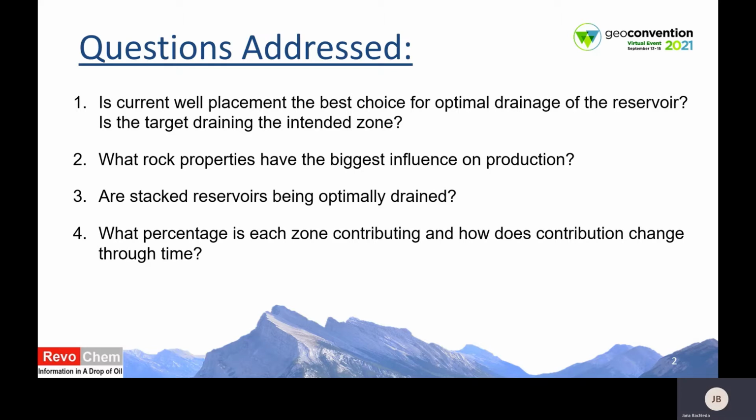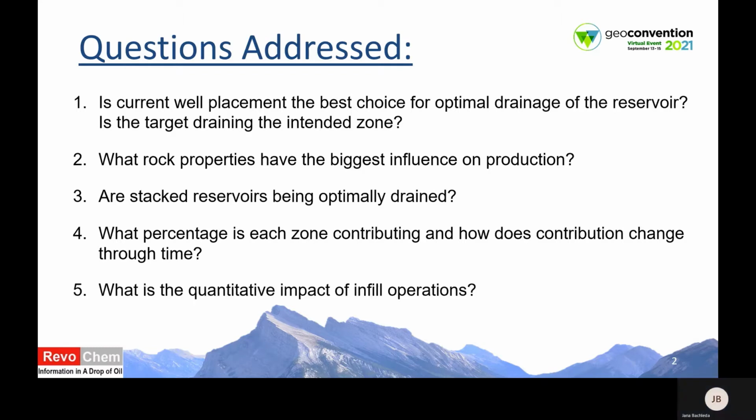We also want to know what percentage each zone is contributing, and how does contribution change through time? And lastly, every operator has wanted to understand the quantitative impact of infill operations. So we're going to discuss all these questions through our case studies today. Before we do that, let's go ahead and look at this unique methodology.